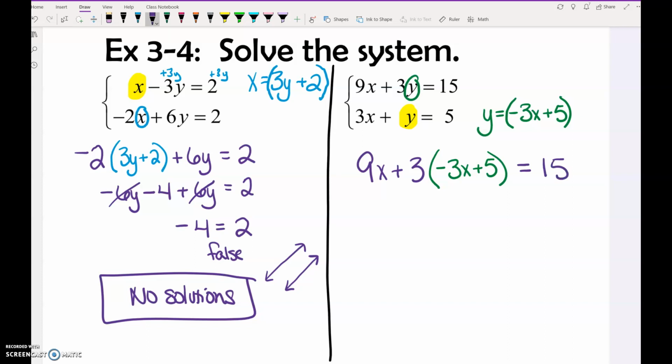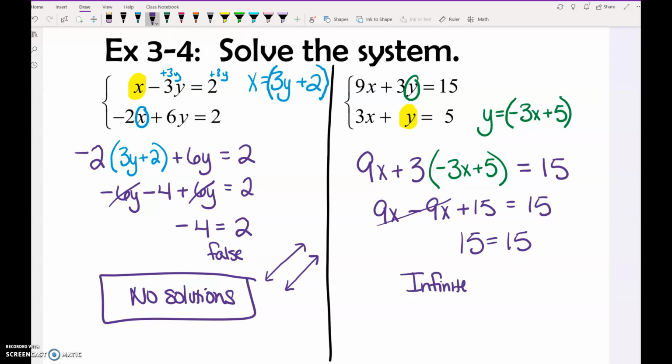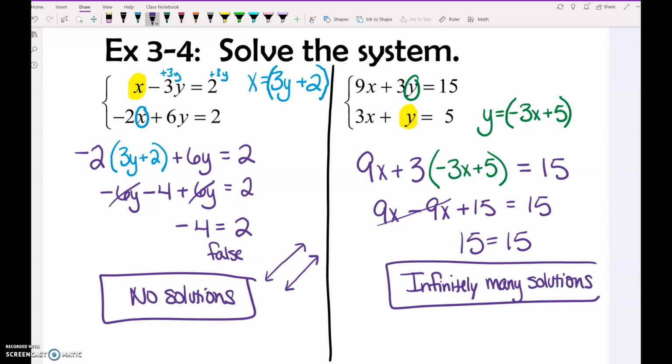Take a moment, distribute, combine like terms, see what happens. 9x minus 9x, those cancel out, and we're left with 15 equals 15. Does 15 actually equal 15? This means that there are infinitely many solutions. Or if you just want to write many solutions, that's fine.